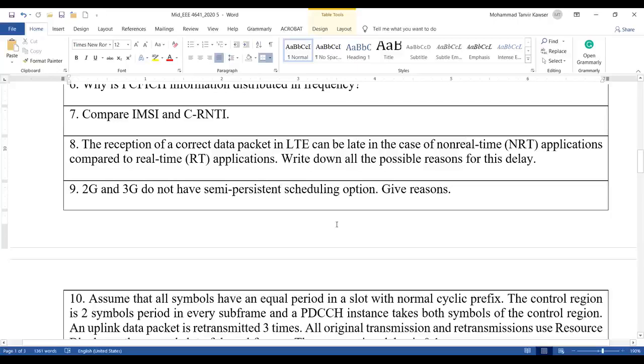But in the case of RT application, you don't care. In the packet transfer, this delay at the upper layers is not there. You have incorrect reception, you leave it there. You just live with the wrong packets.